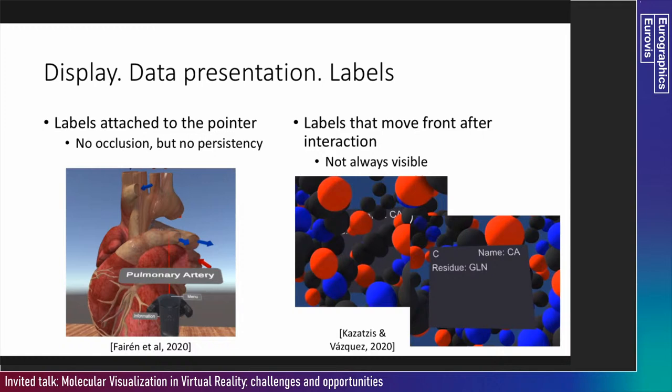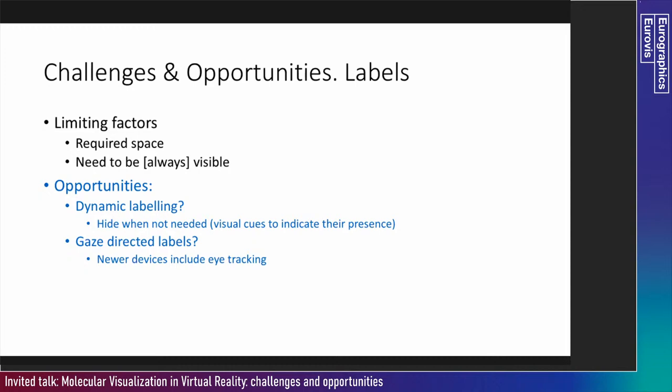So what things can we do with labels? As I said, the limiting factors are basically the required space and the need to make them always visible. So maybe we can try some strategies of dynamic labeling, trying to hide the labels when they are not needed, but keeping some visual cues to indicate their presence. We could try to use eye trackers to generate labels on demand, depending on the gaze. I don't know, but I think this is one of the problems that we need to solve in order to make molecular visualization in VR more efficient or more user friendly.